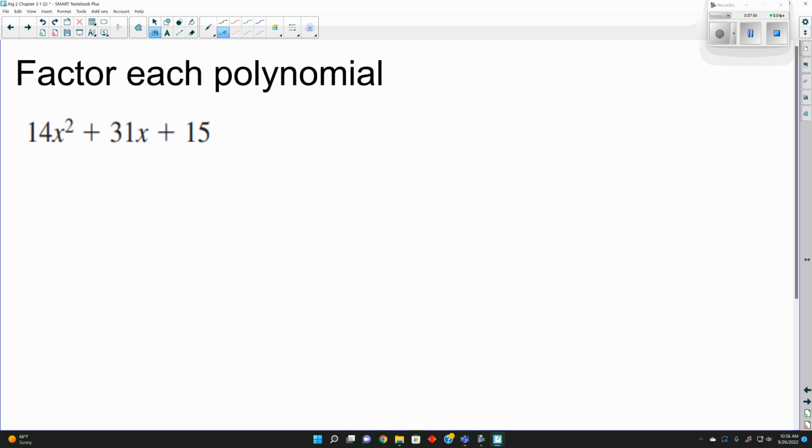Let's look at this next one here. 14x squared plus 31x plus 15. Is there a greatest common factor between these three terms? No. So we'll do two sets of parentheses with 3 spaces.